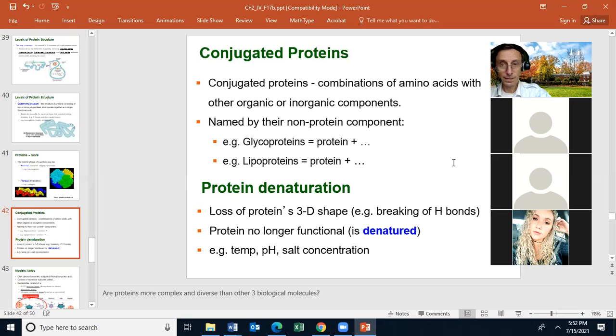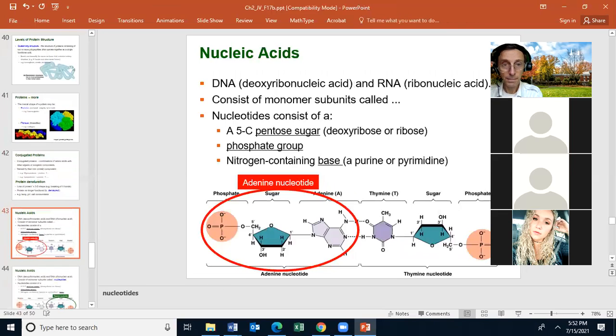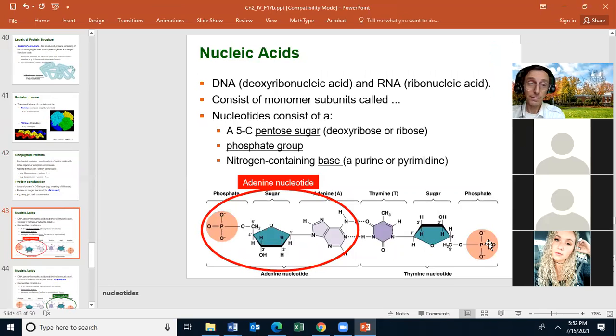All right, why did that come up? All right, any question about proteins? Everybody's good. So let's move on to our 4th biological molecule, nucleic acids.